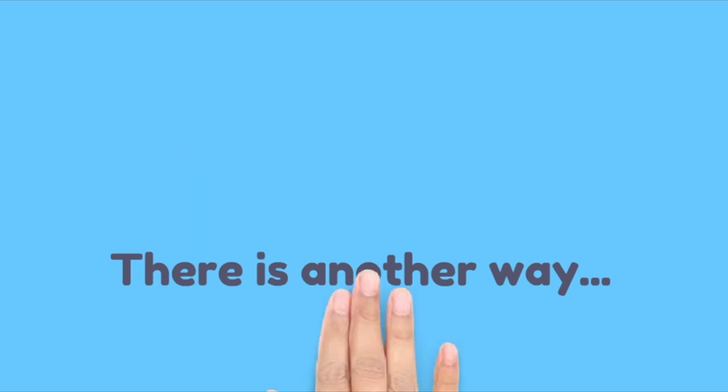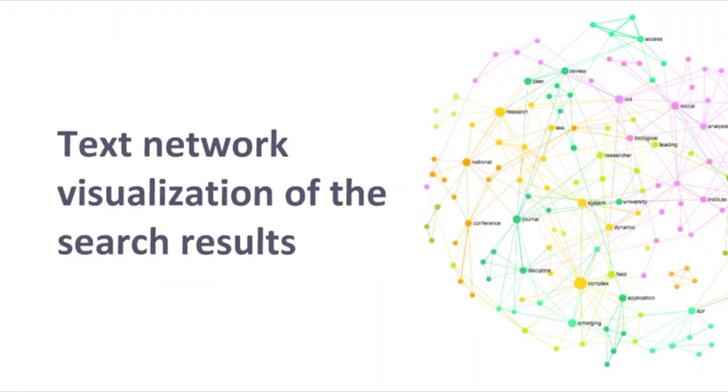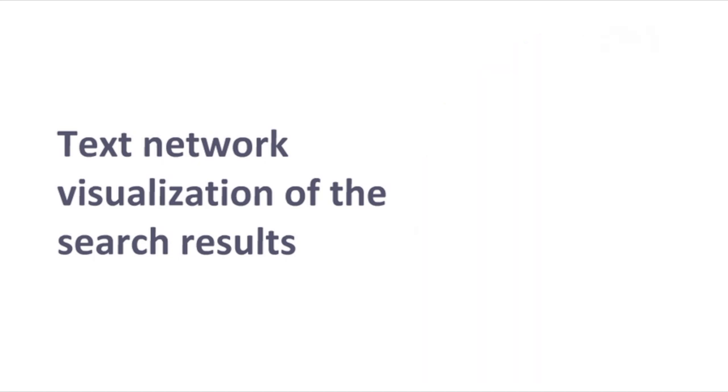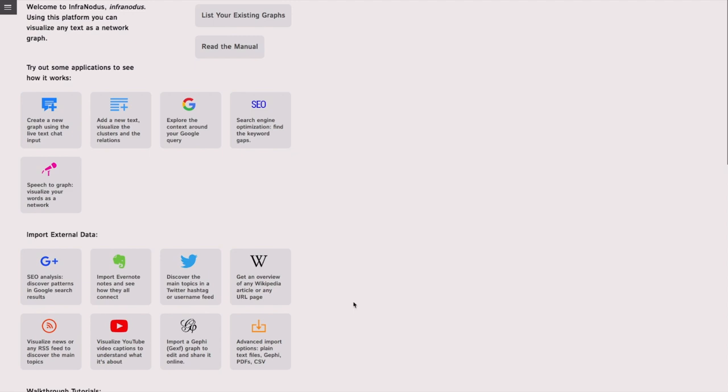But there is another way. Text network visualization of search results, where you can represent all the Google search results as a text network, where you can see the main topics and how they're related. We will use InfraNodus' text network visualization tool that allows you to visualize Google search results.